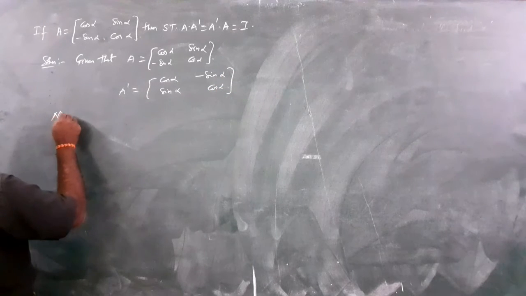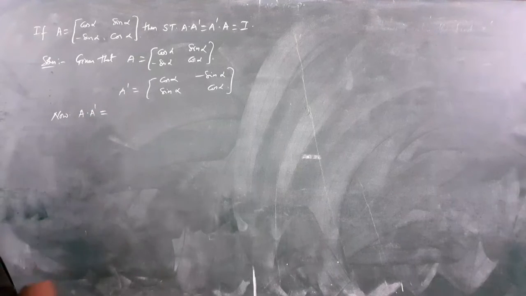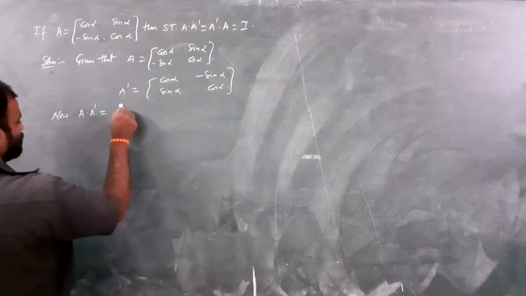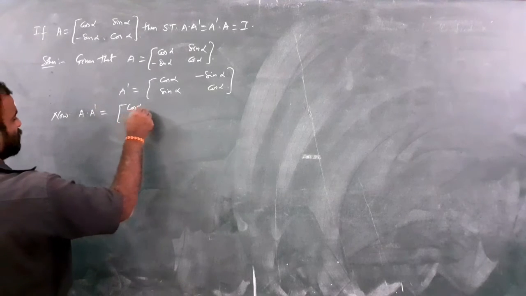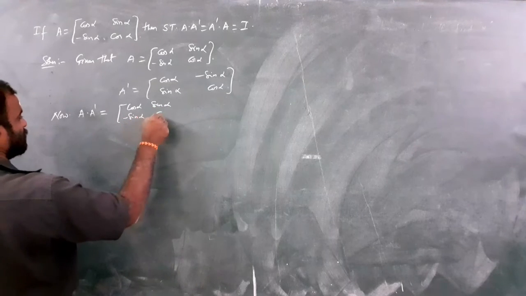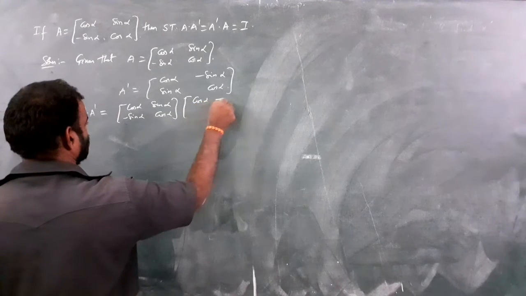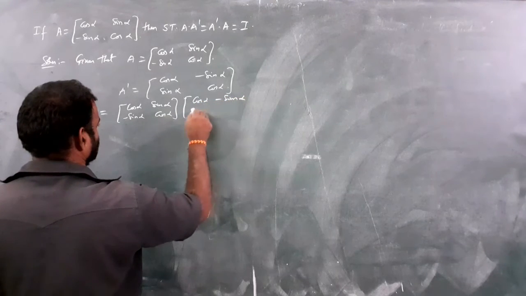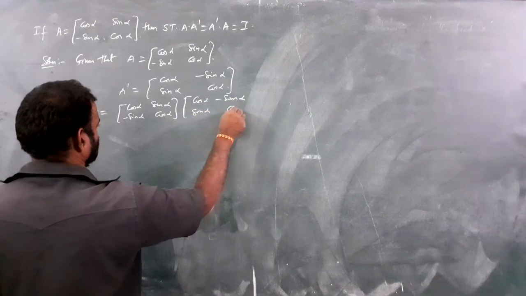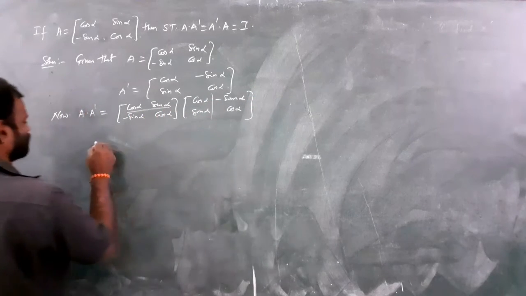Now first you are going to find A into A dash. So what is A here? A is cos alpha sin alpha, minus sin alpha cos alpha, into A dash, cos alpha minus sin alpha, sin alpha cos alpha. So this is the row here and this is the column here.